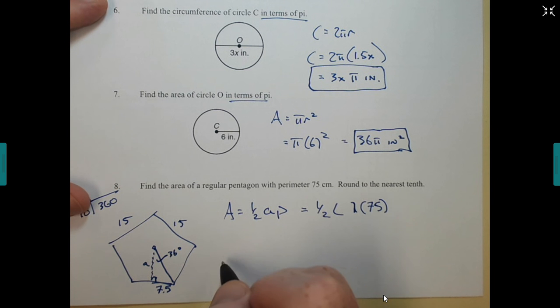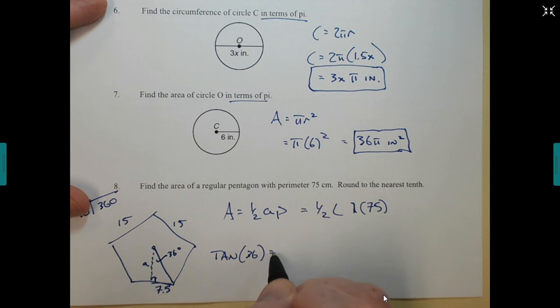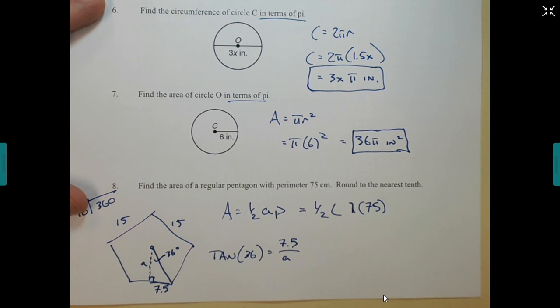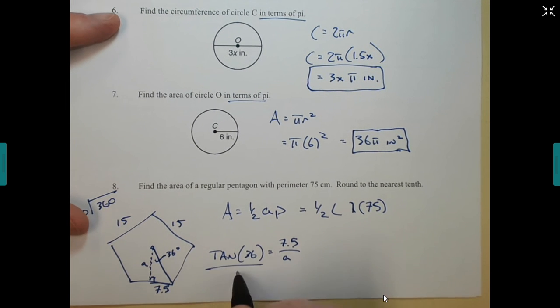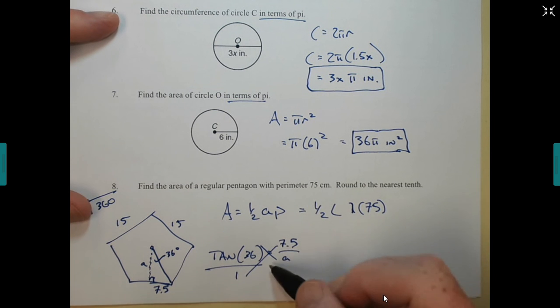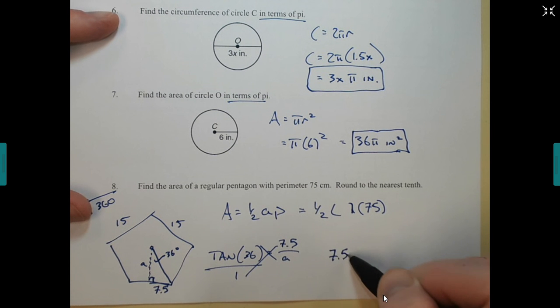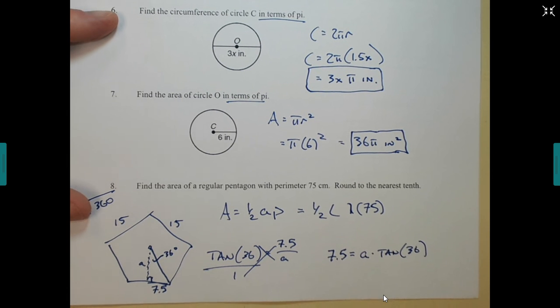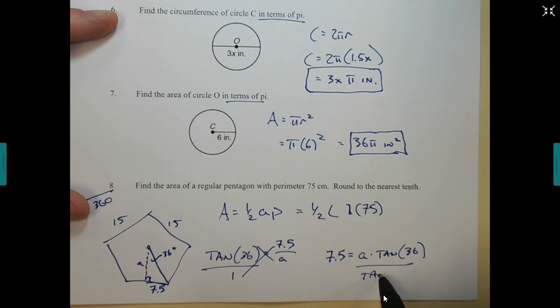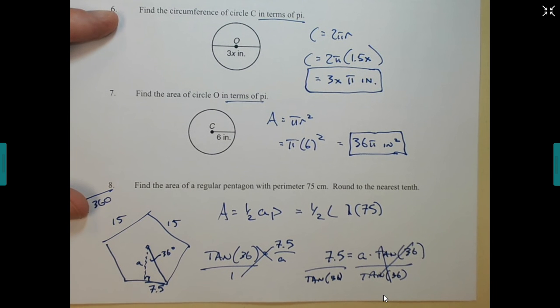Which means I'm going to do a quick little trig problem. That's the opposite and the adjacent, which means I need to be doing a tangent problem: tangent of 36 degrees equals the opposite side over the adjacent. If I put this over 1 and we cross multiply, 1 times 7.5 is 7.5 equals the apothem times the tangent of 36. If I divide the tangent of 36 over to the other side, I now know what to plug in the calculator.